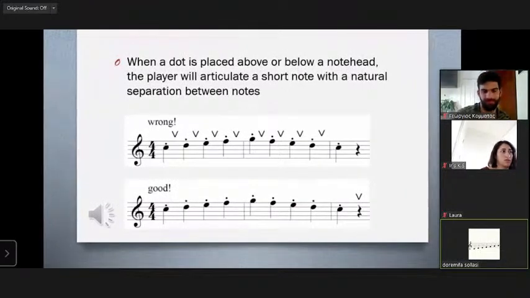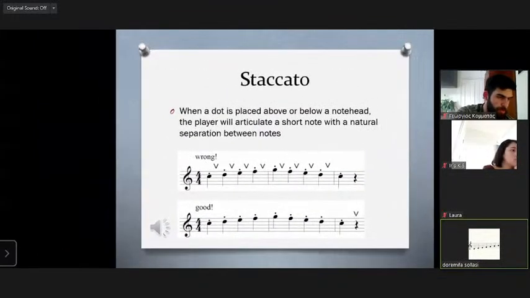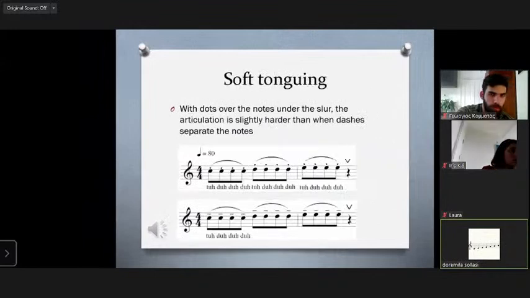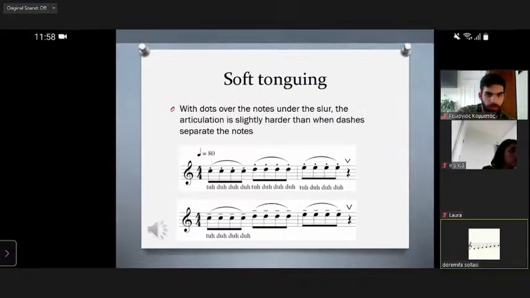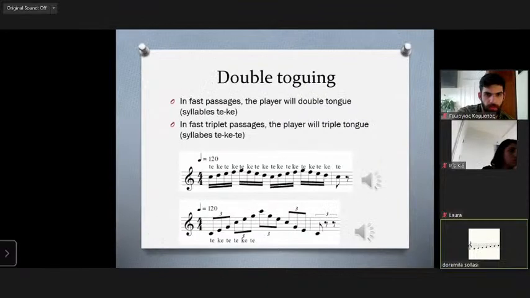So if you hear that a player plays in this way, he is probably a beginner. And just know that we don't have to do that. Although it is staccato, we take one big breath and we play the whole staccato passage. We have 2 more minutes. Okay, we can see soft tonguing.